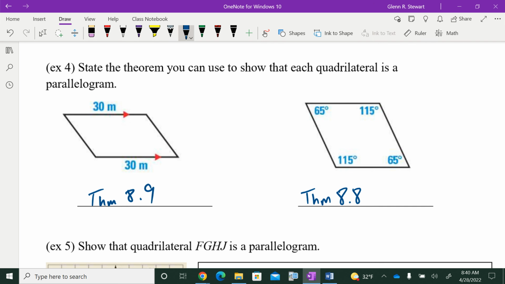Could that be an answer on the test? Could you just put the theorem? You could, if you like. That's a good question. If you had a question like this and you just put the theorem number, I would totally be okay with that. If you know what those theorems are, if you're that good with them, then by all means, just put the theorem number, and then you should be good.